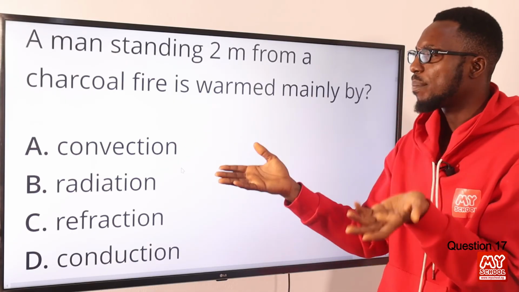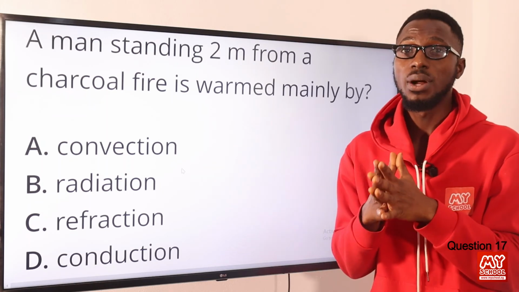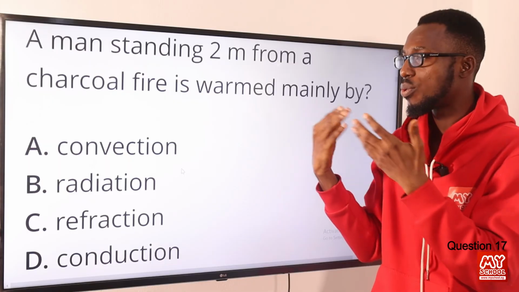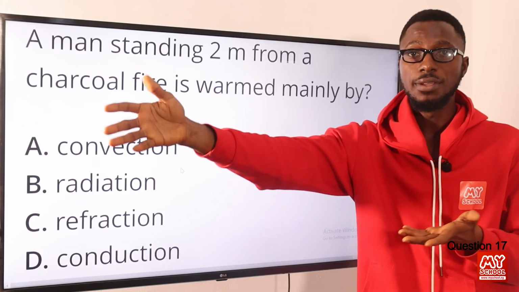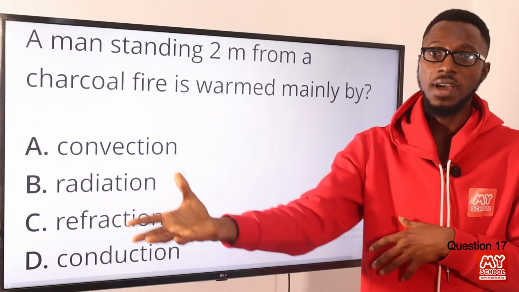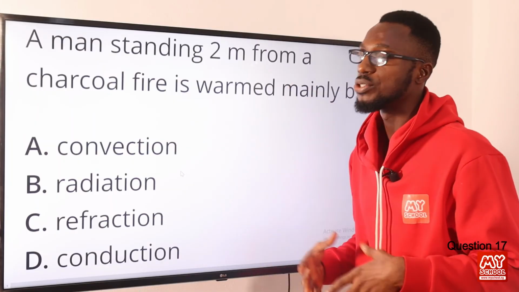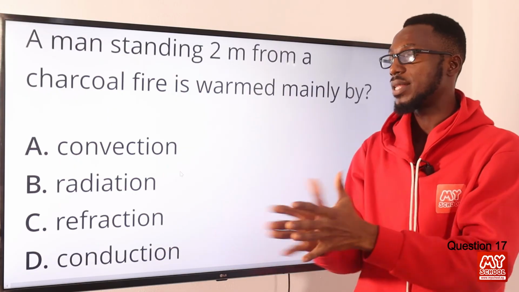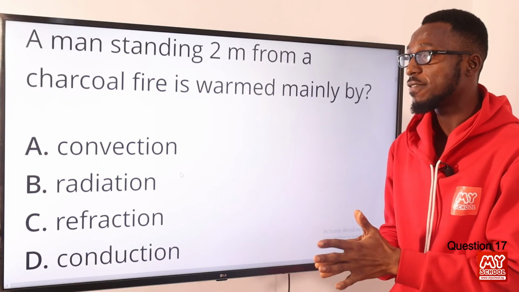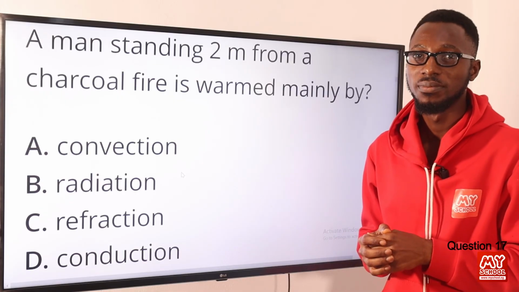Examples of radiation include how the energy from the sun reaches us, or when you stand around the fire and feel heat from it. You can see there's no physical contact between you and the fire source. So that is radiation, radiant energy. So the correct option is option B for radiation.